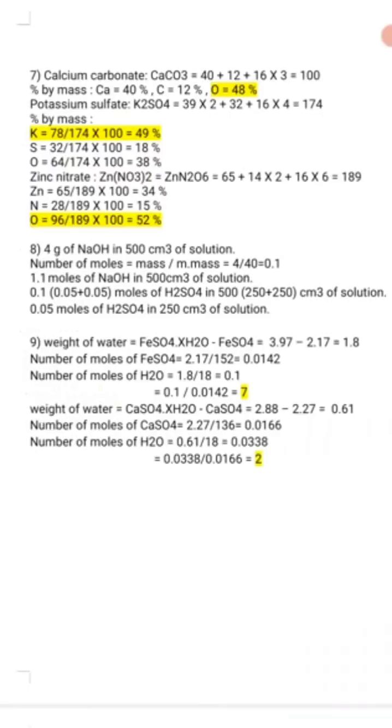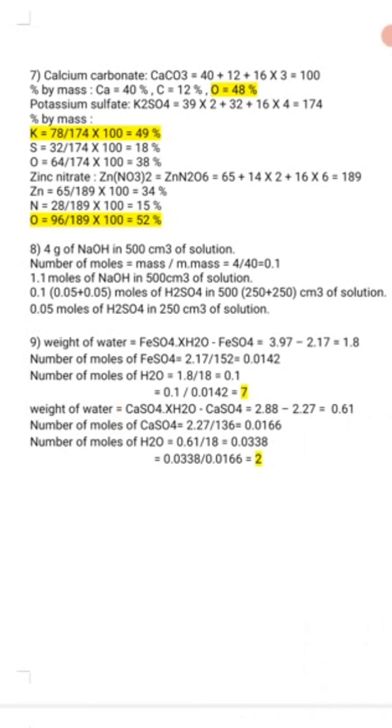Then coming towards the next, the compounds are listed. Calcium carbonate, potassium sulfate, zinc nitrate, and you have to calculate the greatest percentage of element which is present in that compound. It's a numerical and I'm going to solve it here. Calcium carbonate, you have to calculate the molecular mass.